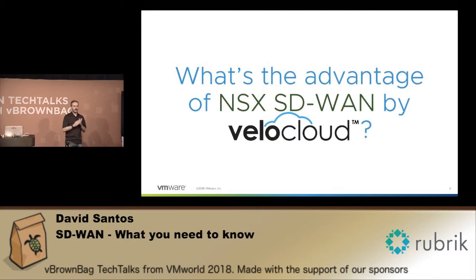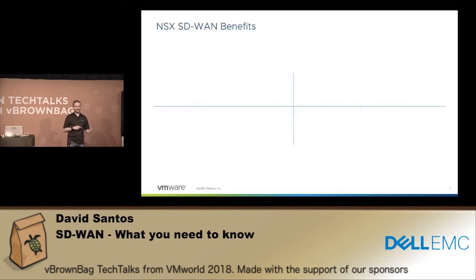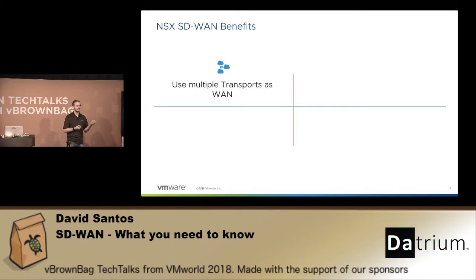We are going to see how NSX SD-WAN, which came from a company called VeloCloud that was acquired by VMware last year, can help us. The main benefit of this technology is to use any transport as a WAN connection. You can use MPLS that was used before, you can use internet, 4G, 3G, and you can use all of them together.